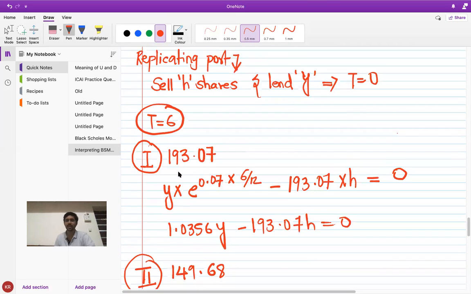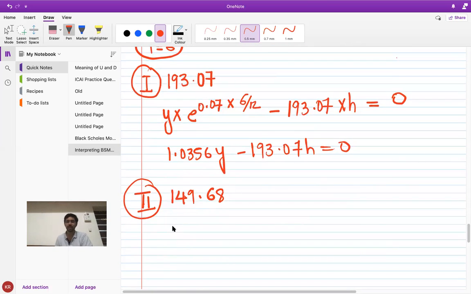So the amount that I'm going to receive as repayment is going to be y into e power 0.07 into 6 by 12, which is the same as in the first case, because the amount I receive back as loan proceeds plus interest is not going to matter whether the share price is 193 or 149. In a loan, what matters is principal, interest, and time period, right? Share price does not matter at all. Therefore, the repayment I receive is the same whether I'm at the upper node or the bottom node. What is going to change is the cost of the share.